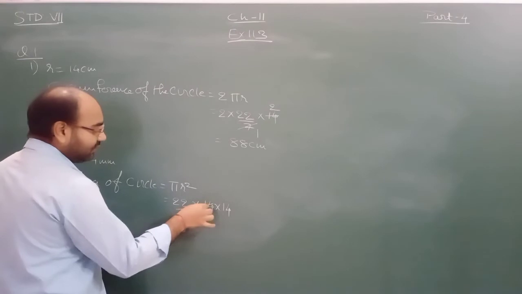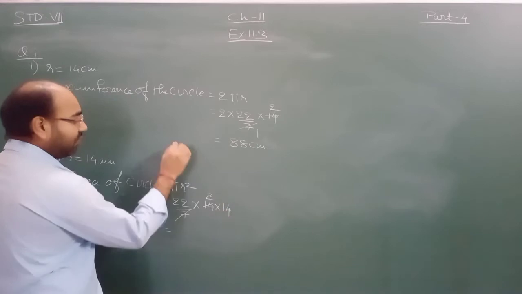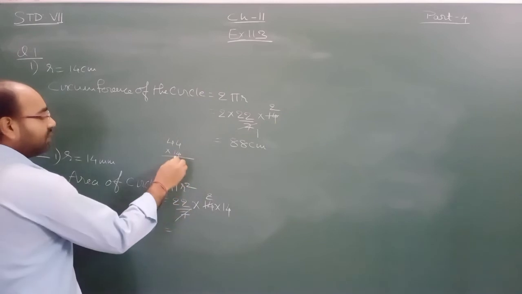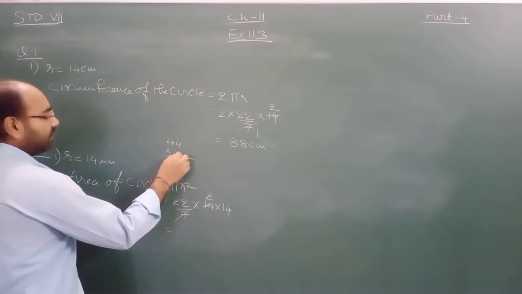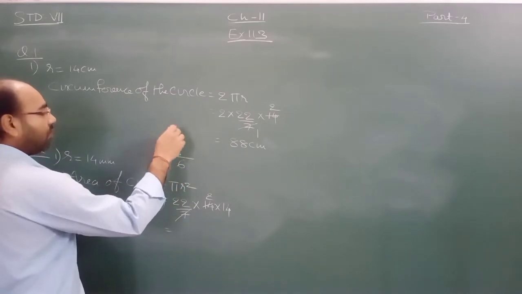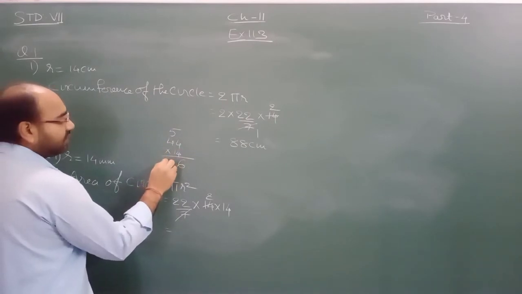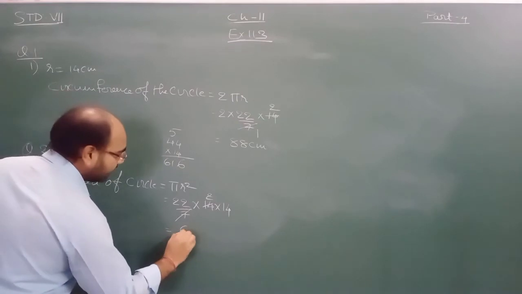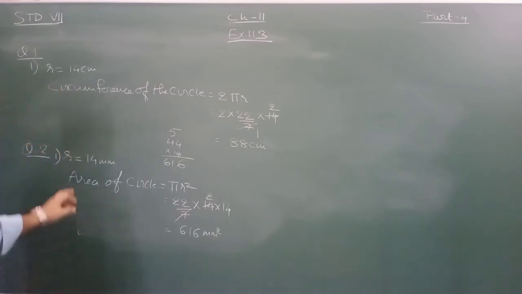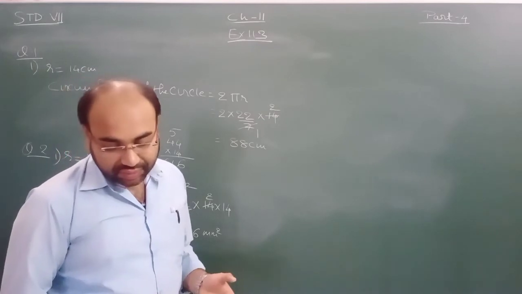Now we can cancel: 7 2s are 14, now 22 2s are 44, and 44 into 14. So 14 4s are 56, and again 14 4s are 56 plus 5 is 61. So our answer comes to 616 millimeter square, because it is given in mm, so it is millimeter square. Same way, in the second one, look, the diameter is given.